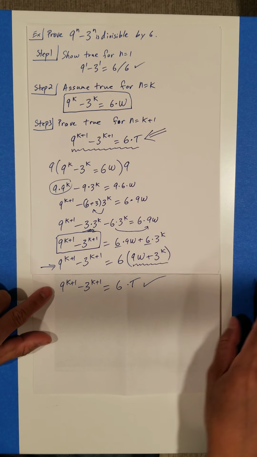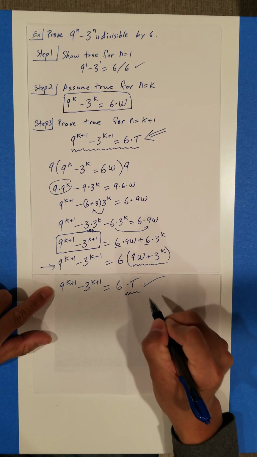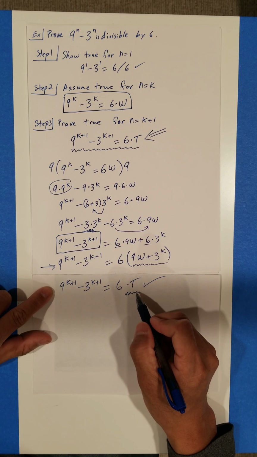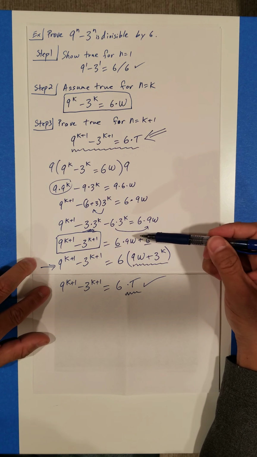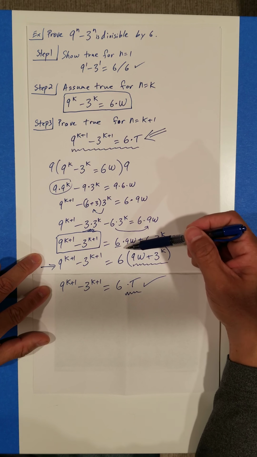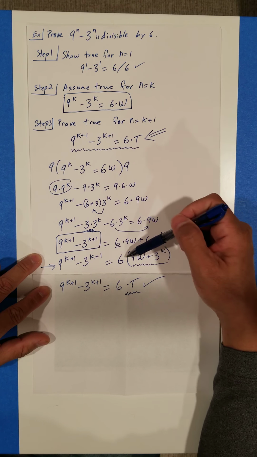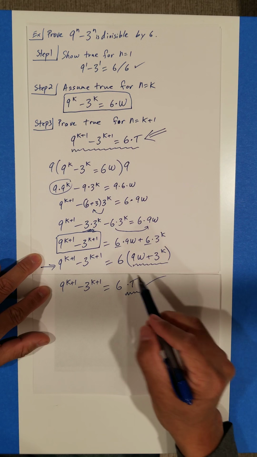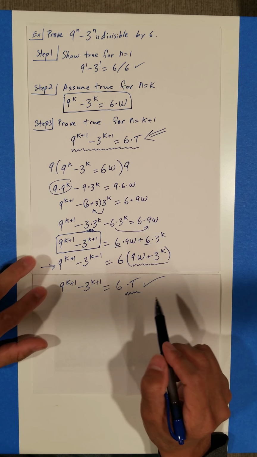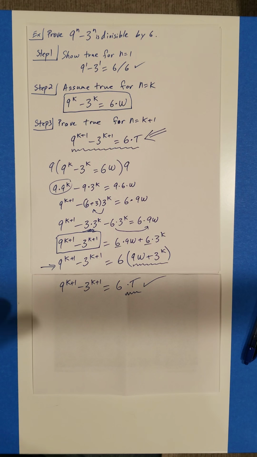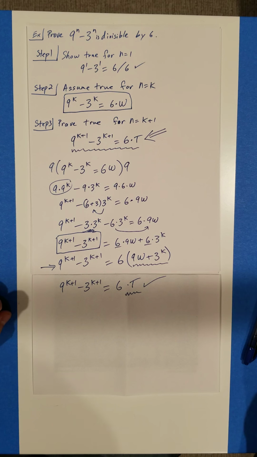And this part is kind of tricky for a lot of people. They always have trouble with this all of a sudden being a t, all right? But if you understand this, the key is that the 6 makes this thing divisible, not the 9w or the 3 to the k. It's 6 times something, which makes the entire right-hand side divisible by 6. Okay, so 6t, that's the finished product of our proof. All right, hopefully you understood that.